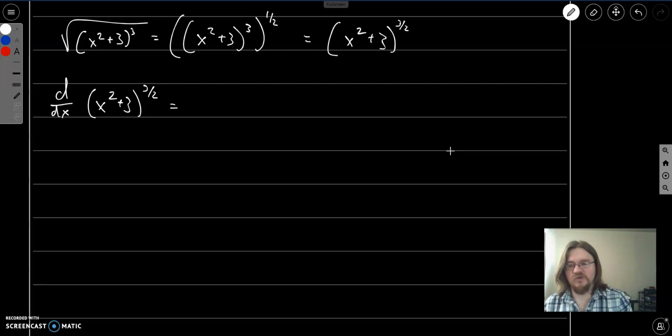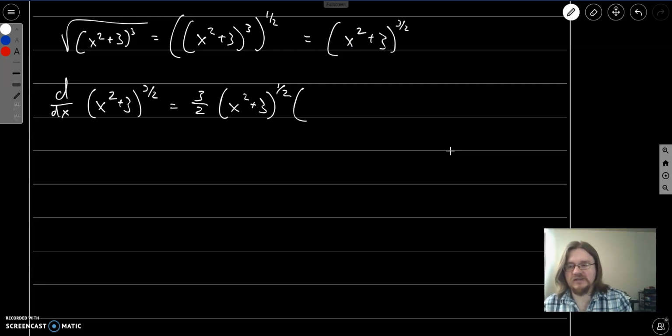Again, we have the chain rule popping out because we have a function inside of another one. So the outside function is going to be raise something to the 3/2 power. So I will pull down that power, subtract 1 from the power, so 1 less than 3/2 is going to be 1/2. And then I have to take it times the derivative of the inside.